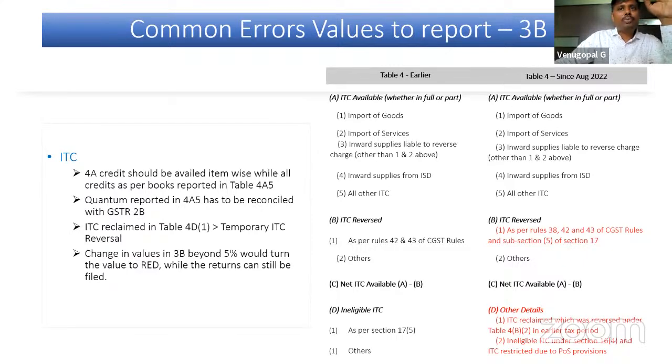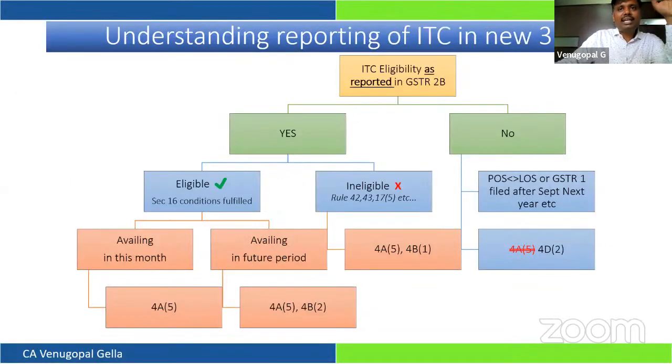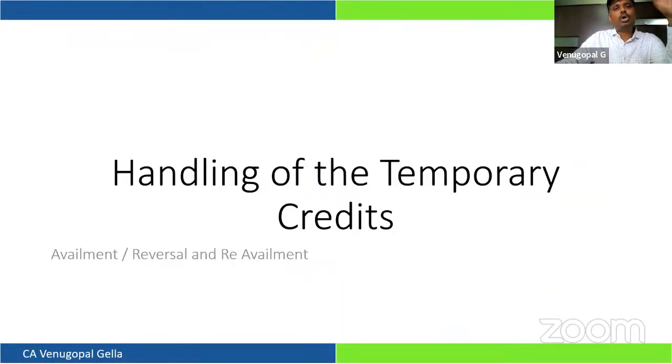So earlier 4B1 was a common credit reversal. Now 4B1 should be read as a permanent reversal. These credits you will not avail. 4B2 should be read as temporary reversal. These credits you will reverse now, avail at a later point in time. Now, when you avail these credits at a later point in time, again, you have to manage the availment total.